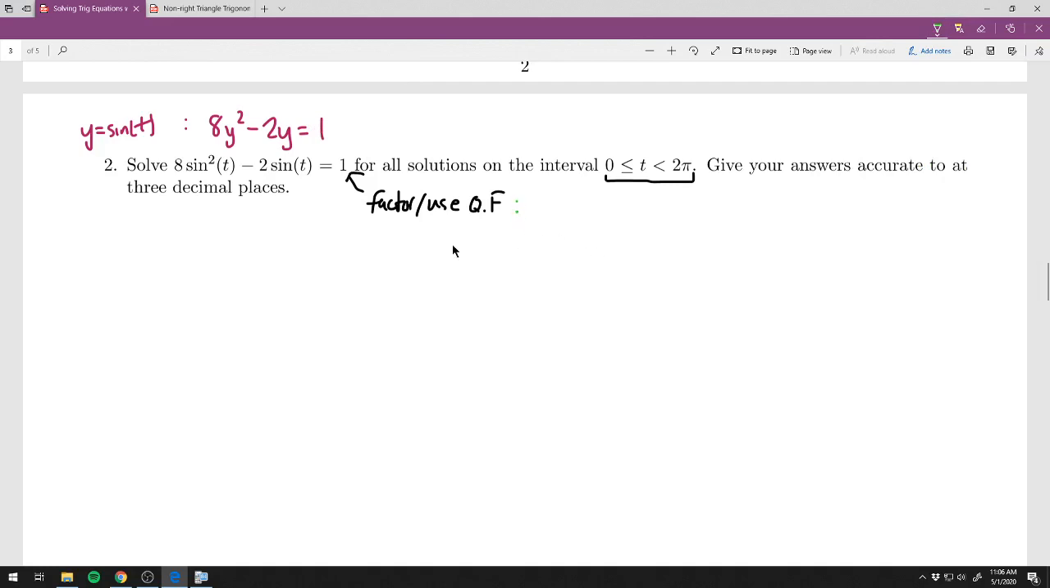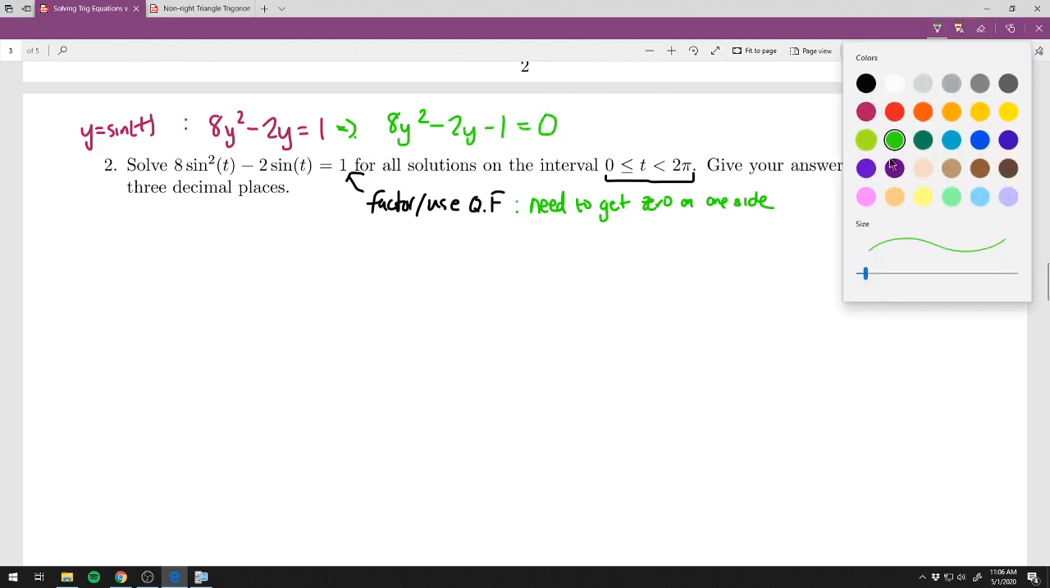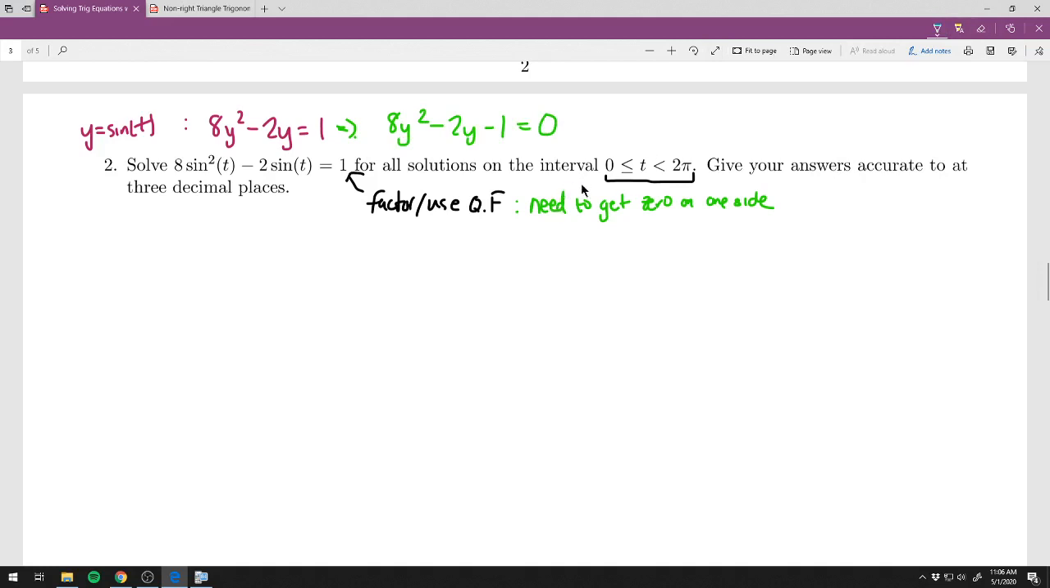All right. Once again, either one of these methods requires us to have 0 on one side, so we need to get 0 on one side. You subtract the 1 on each side. We get 8y squared minus 2y minus 1 equals 0. And a lot of the problems in this section, because of the way they need to form answers, you're going to have to be comfortable with at least checking that you can factor something without a 1 on the front. But we can factor this.